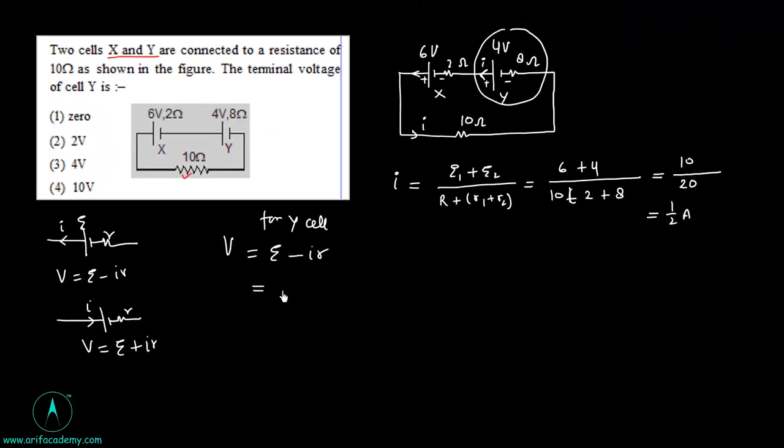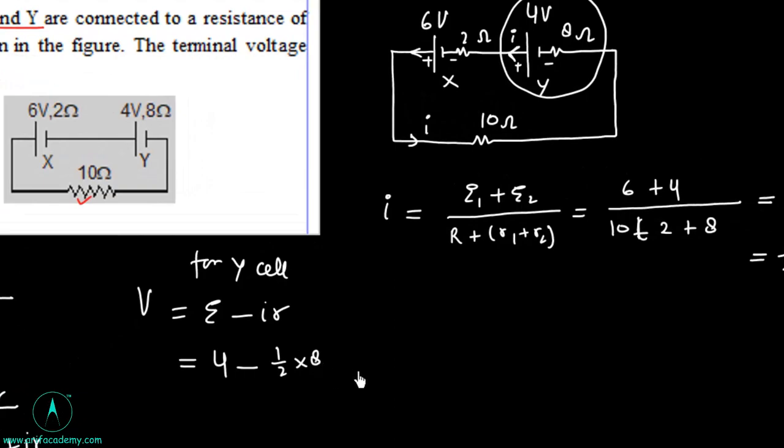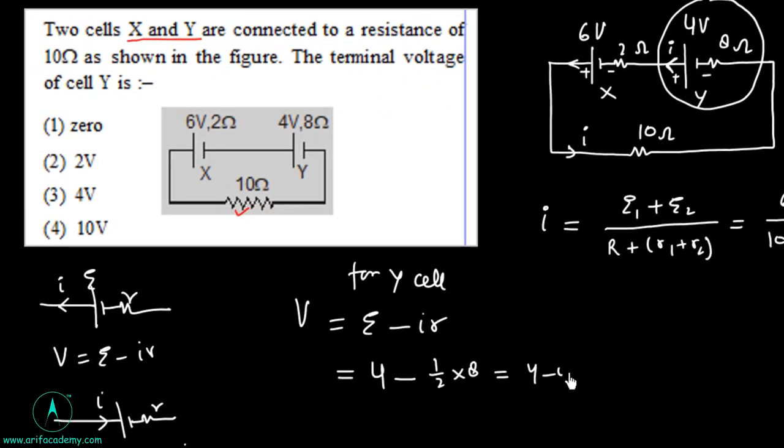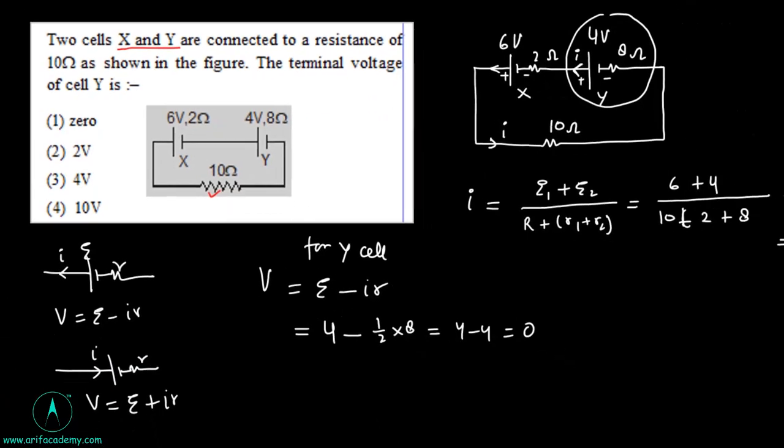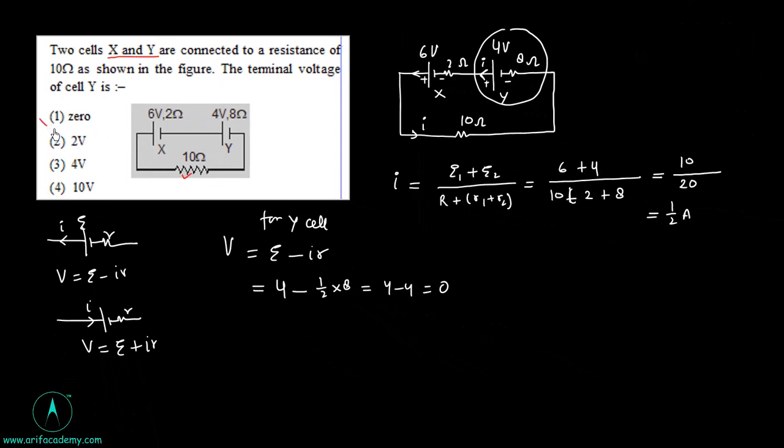E is 4 volt minus I is same for both, 1 by 2, and internal resistance is 8. So this is 4 minus 4, 0 volt. So the answer will be 0 volt. This is the answer.